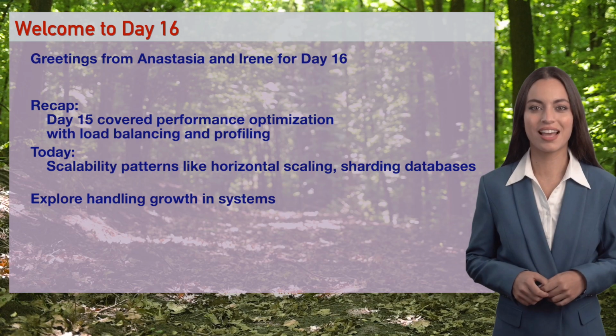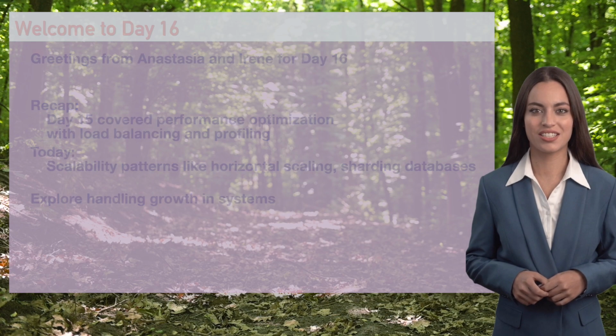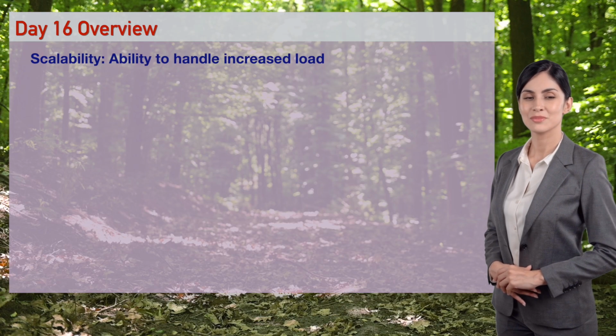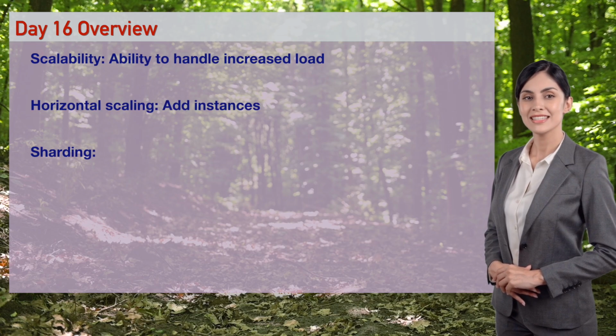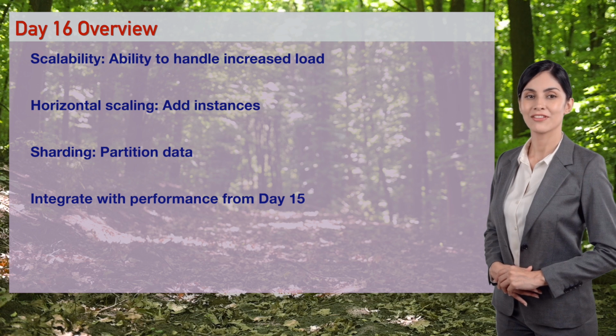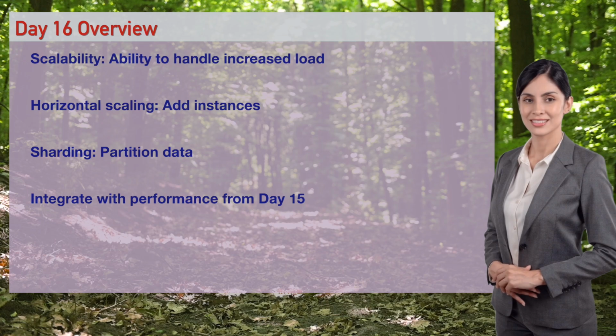Key evolution, Anastasia. Scalability ensures your architecture grows with demands, building on prior optimizations. Outlining day 16 thoroughly. Scalability is the system's capacity to accommodate growth in users or data without degradation. We'll detail horizontal scaling by adding more instances and sharding to divide databases horizontally. Other patterns like vertical scaling and caching integration will be touched on. This ties to day 15's optimizations, where scaling amplifies load balancing and profiling for large-scale systems.